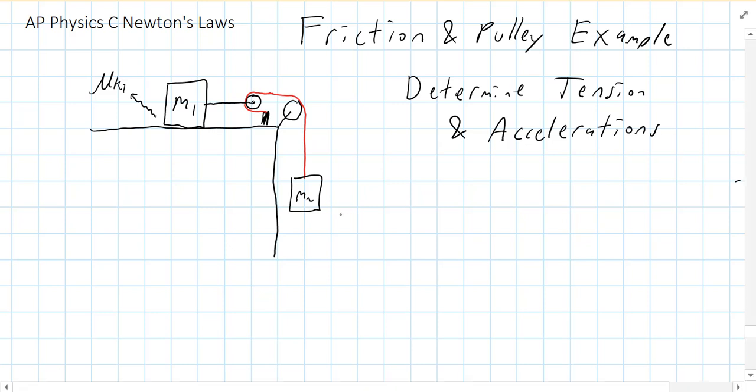Okay. When M2 drops, let's say 1 foot, how far will M1 have moved? Well, it turns out it's not a foot. This string, let's measure from that pulley. This part of the string will have gotten longer by a foot. That means this entire part of the string will have gotten shorter by a foot. But what that also means is this part of the string and this part of the string will only have gotten shorter by half a foot.